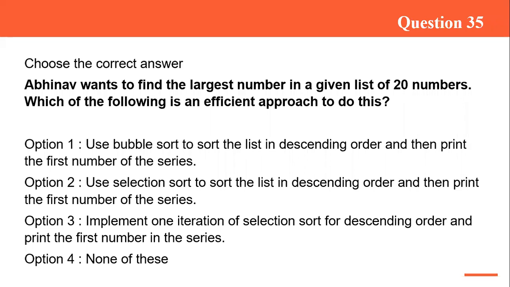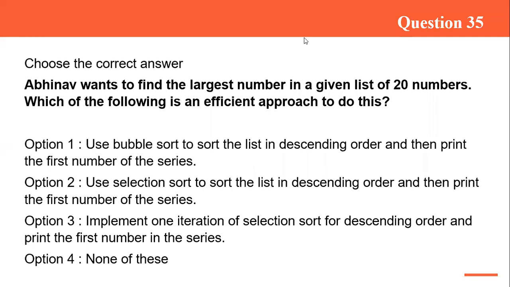Now, third option. What is the third one? Implement one iteration of selection sort for descending order and print the first number in the series. So, what is selection sort? Select the zeroth index and then compare with the remaining elements and put the element there, whichever is largest, descending means. What is the time complexity of this one? What is the time complexity of the last approach?